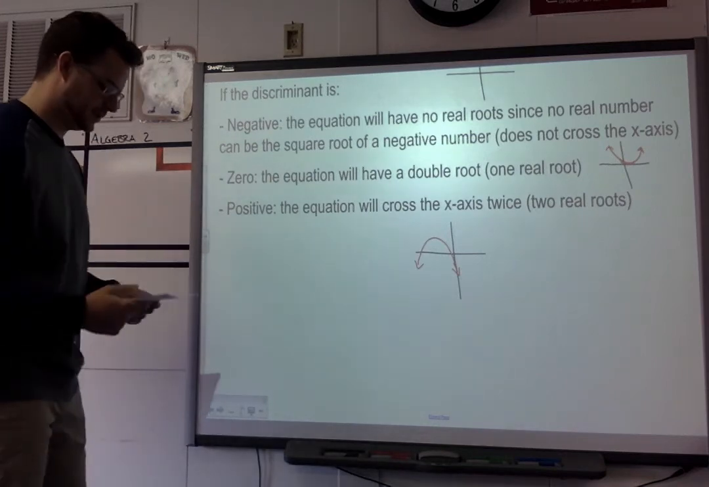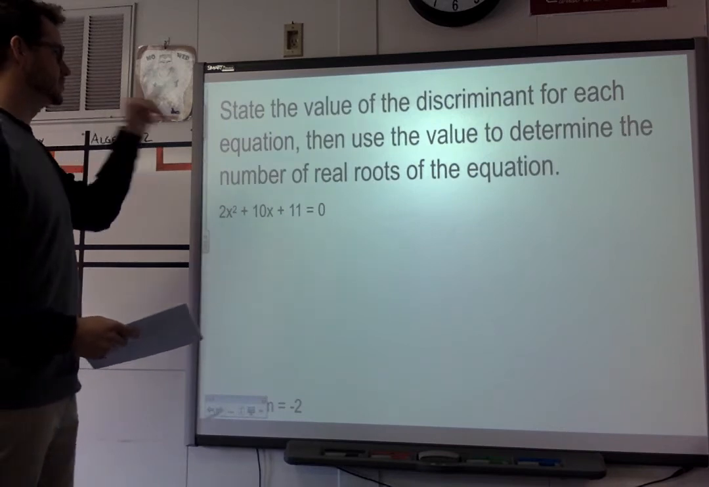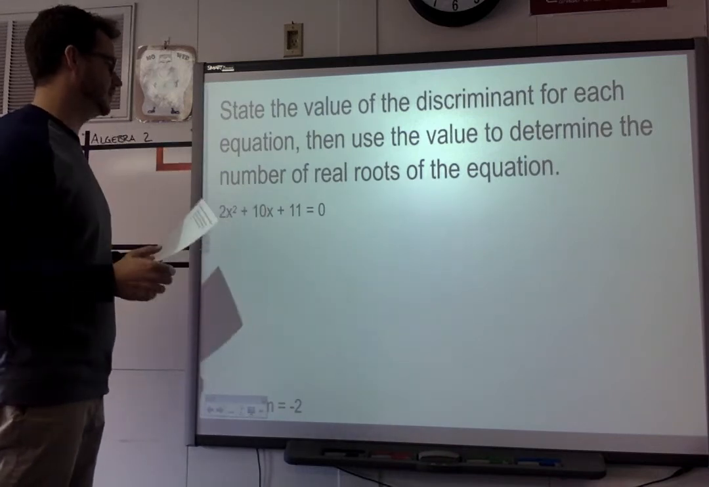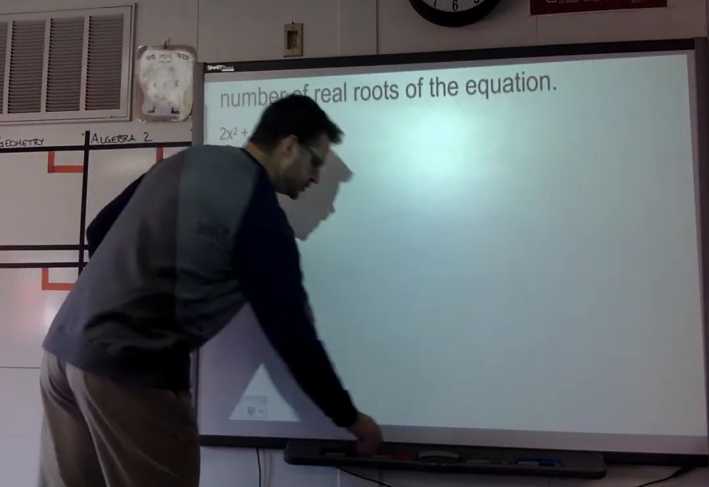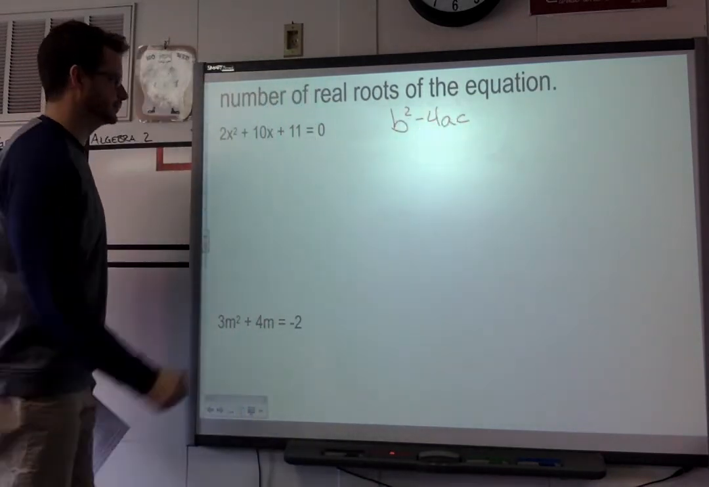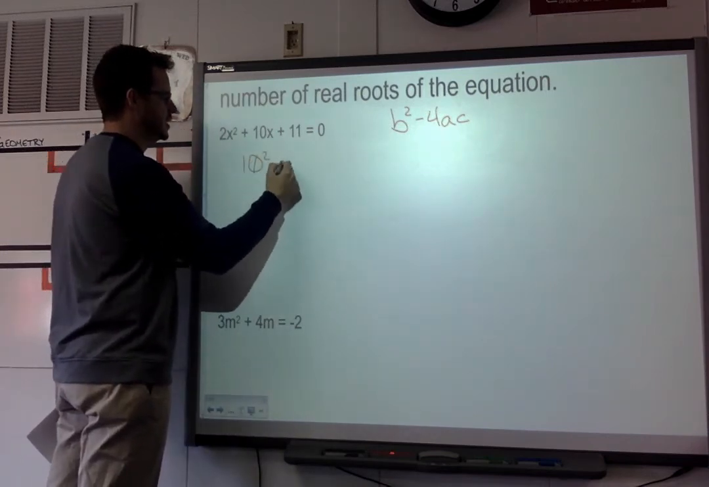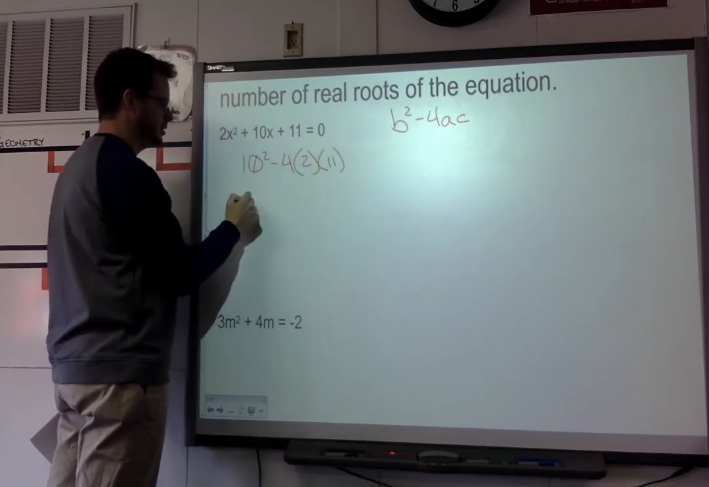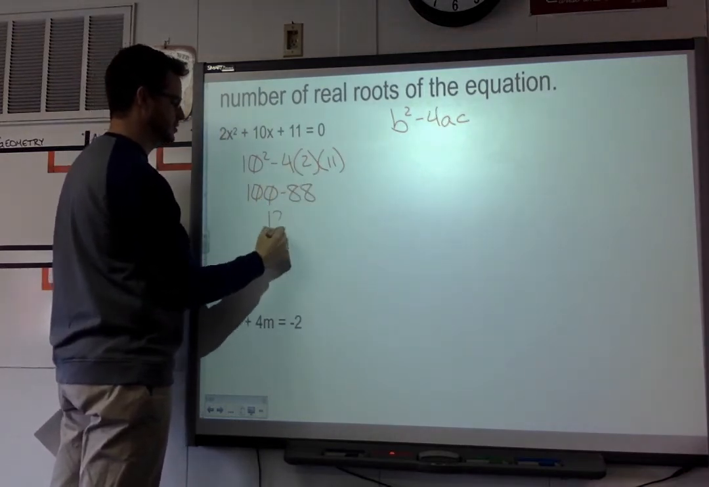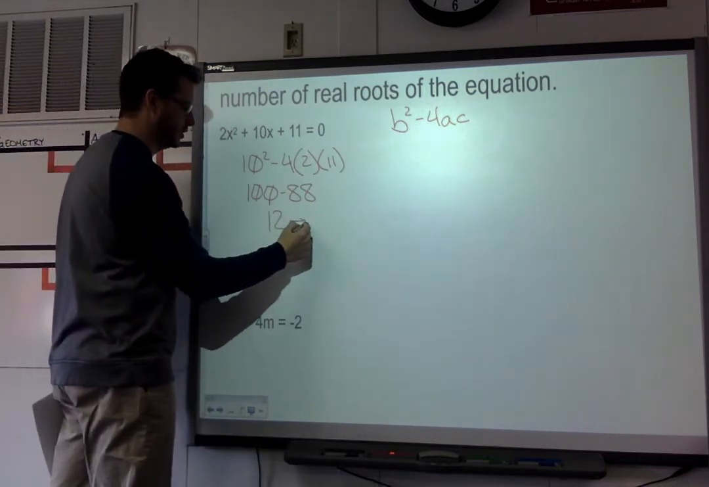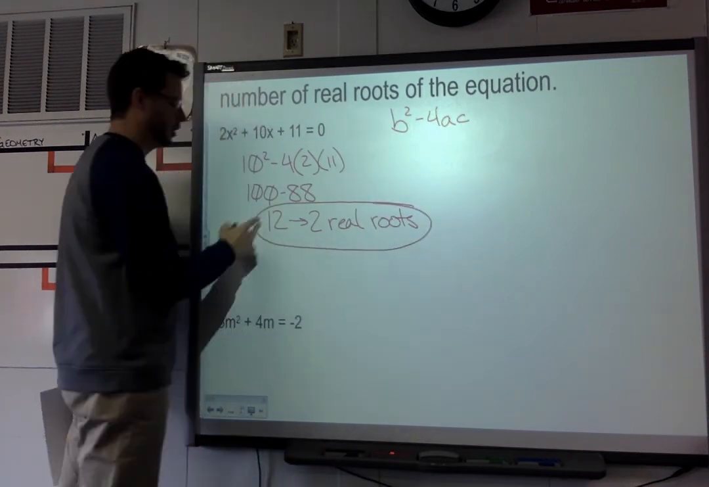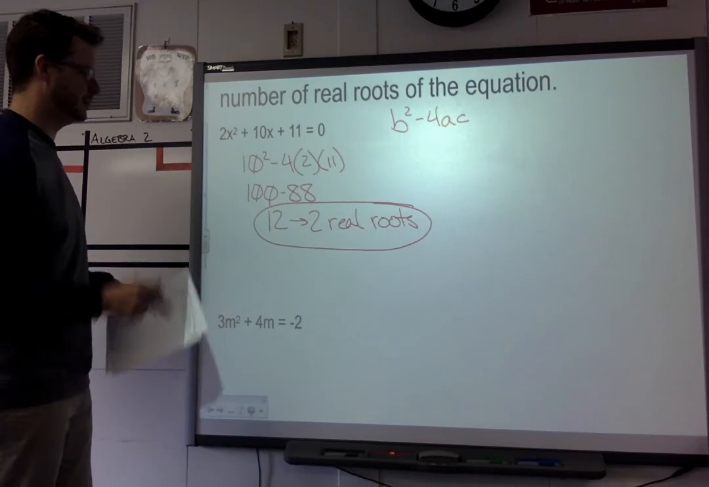So let's quickly walk through some examples of how to use our discriminants here. So first, we want to state the value of the discriminant for each equation. Then we want to use the value of the discriminant to determine the number of real roots of the equation. So for this first one, again, discriminant is b squared minus 4 times a times c. So in this case, 10 squared minus 4 times 2 times 11 would give us 100 minus 8 times 11, which is 88, would give us 12. We have a positive discriminant of 12. Since it's positive, that means that there will be two real roots. And again, they wanted the value of the discriminant and how many roots you would have based on that value.